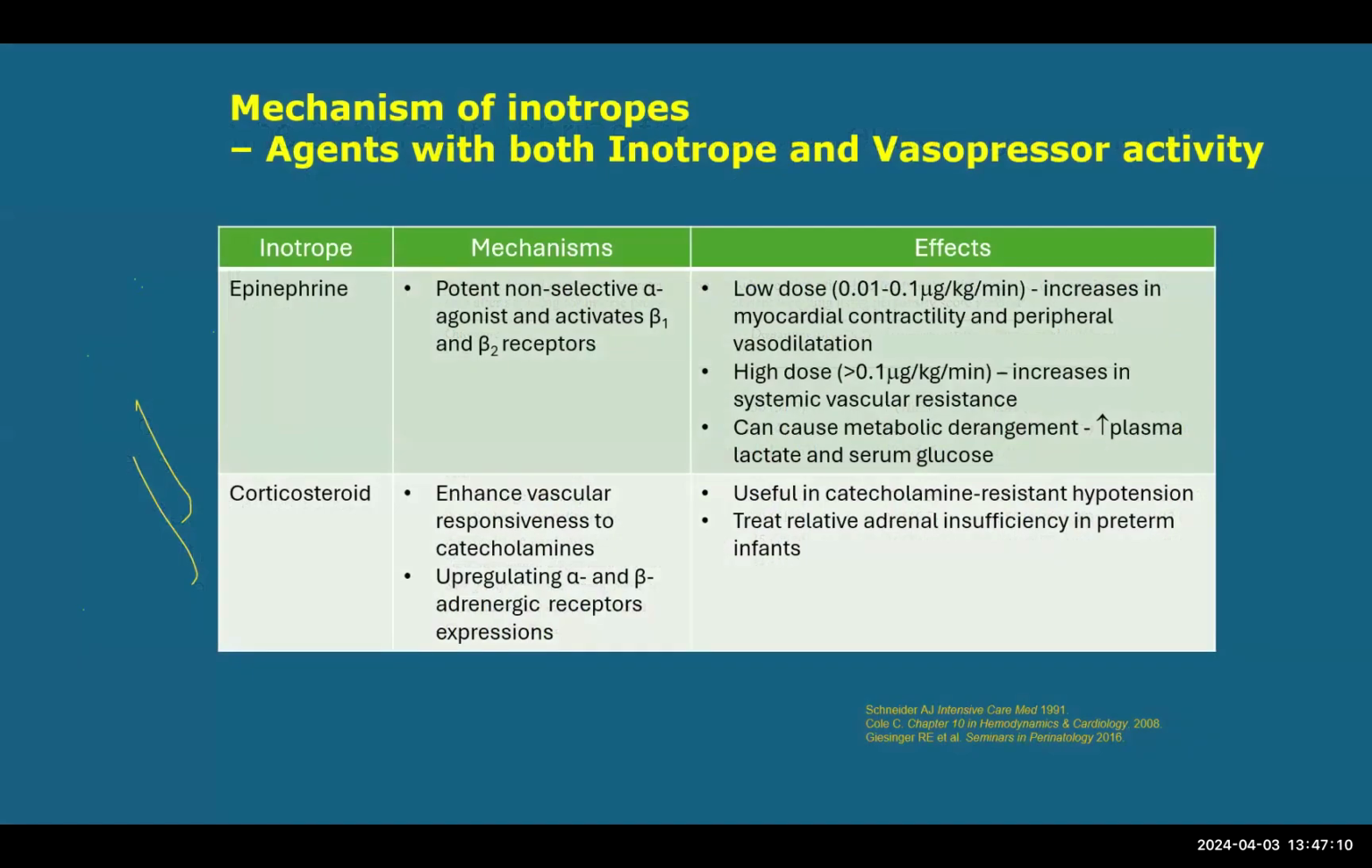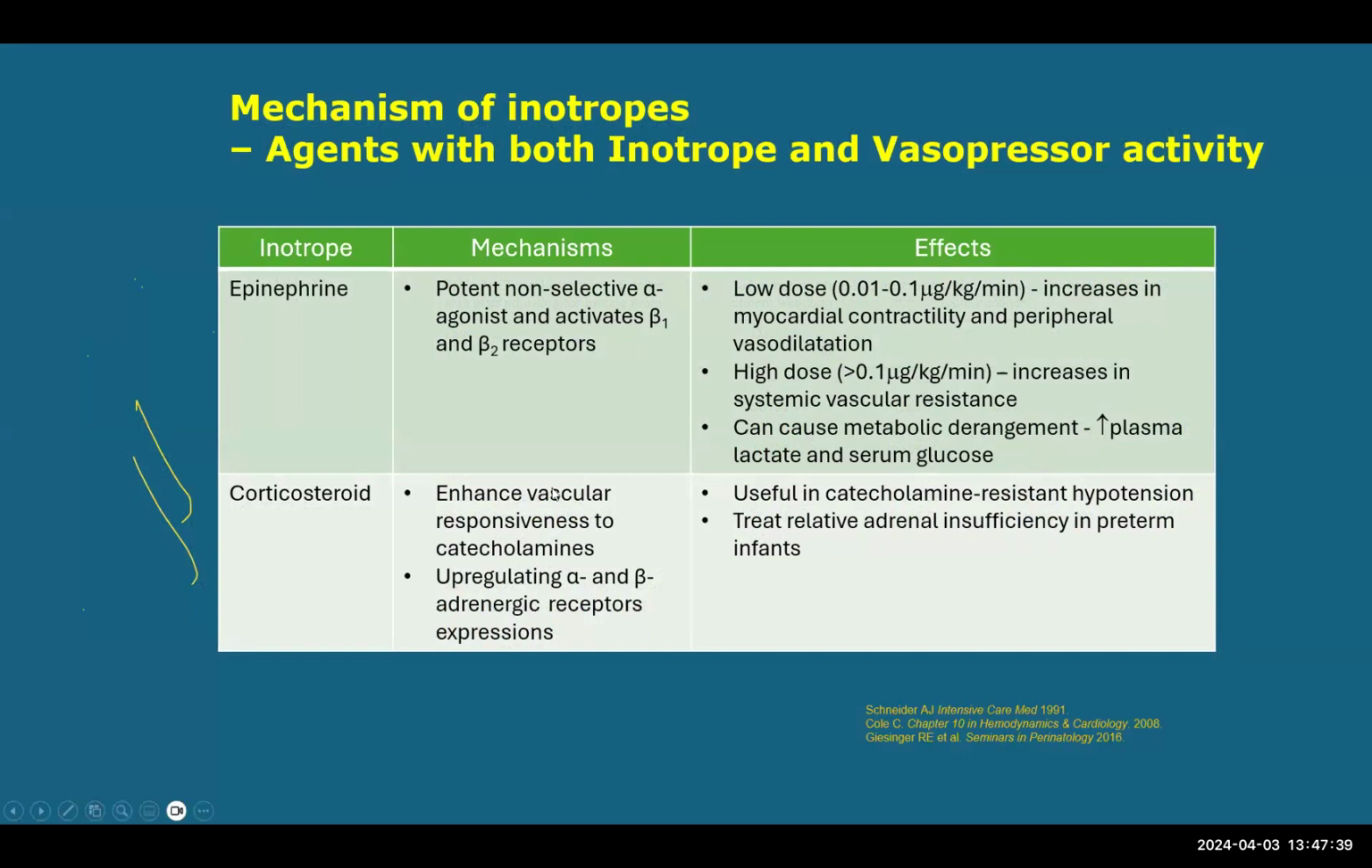And don't forget, there are some other medications. They both have some inotropic and vasopressor activities. With epinephrine at low dose, it may increase myocardial contractility. At high dose, it will frankly increase the systemic vascular resistance. It may also increase the pulmonary vascular resistance as well, so it may not be the ideal option in case of frank PPHN. And don't forget that epinephrine is not uncommon to cause increased lactate as well as serum glucose, especially in those preterm infants.